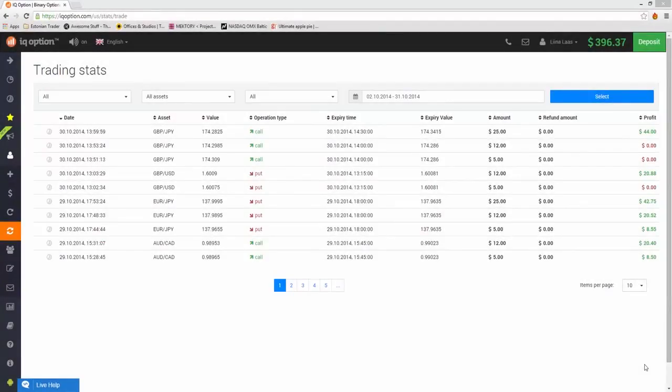As you can see, this strategy works really well. The only thing you need is patience. And also I don't recommend doubling up your trades more than twice. So if you follow these simple rules, you'll be on your way to success.